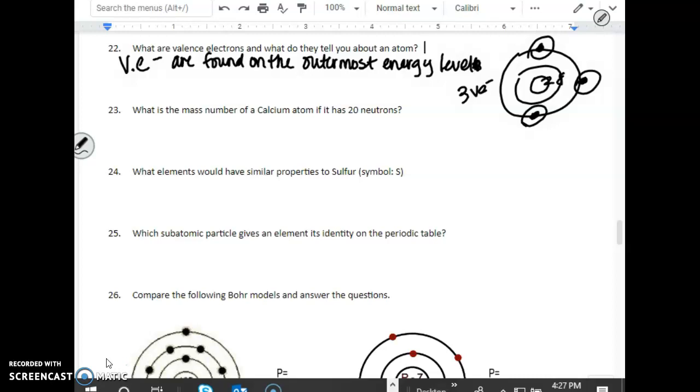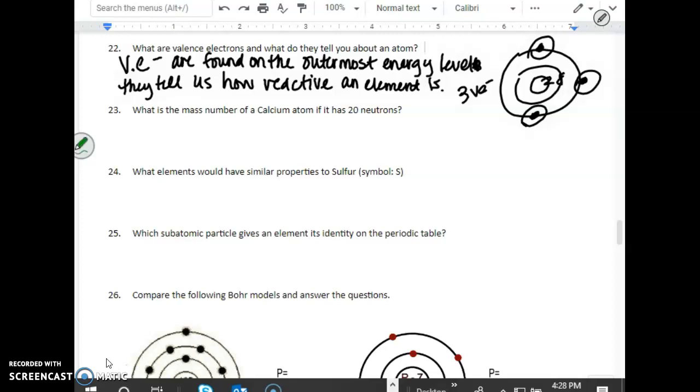So they help us tell how reactive an element is. If you have any question about reactivity or how reactive an element is, it will have to do with the number of valence electrons. The quicker they can get to 8 by either gaining or losing, the more reactive they are.